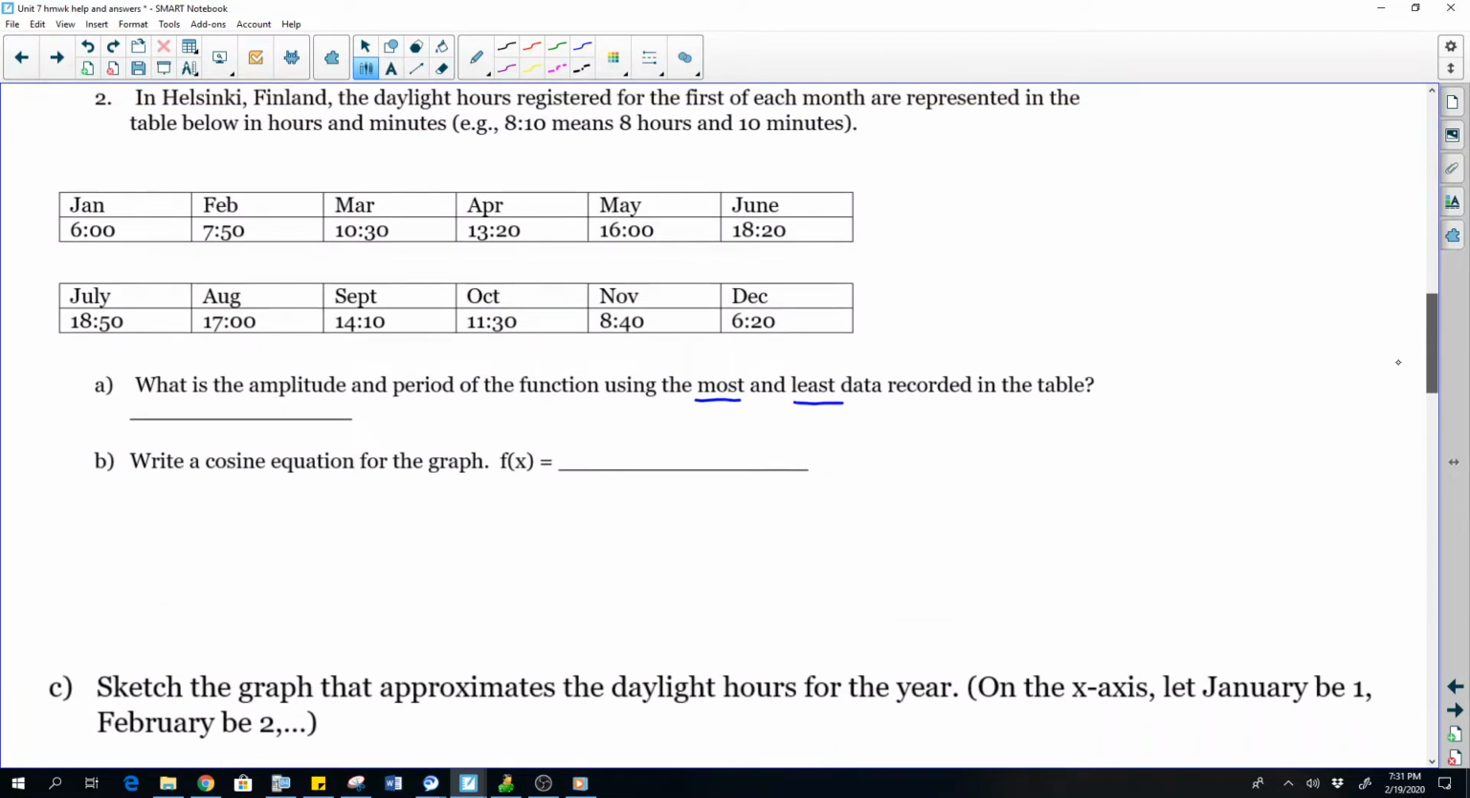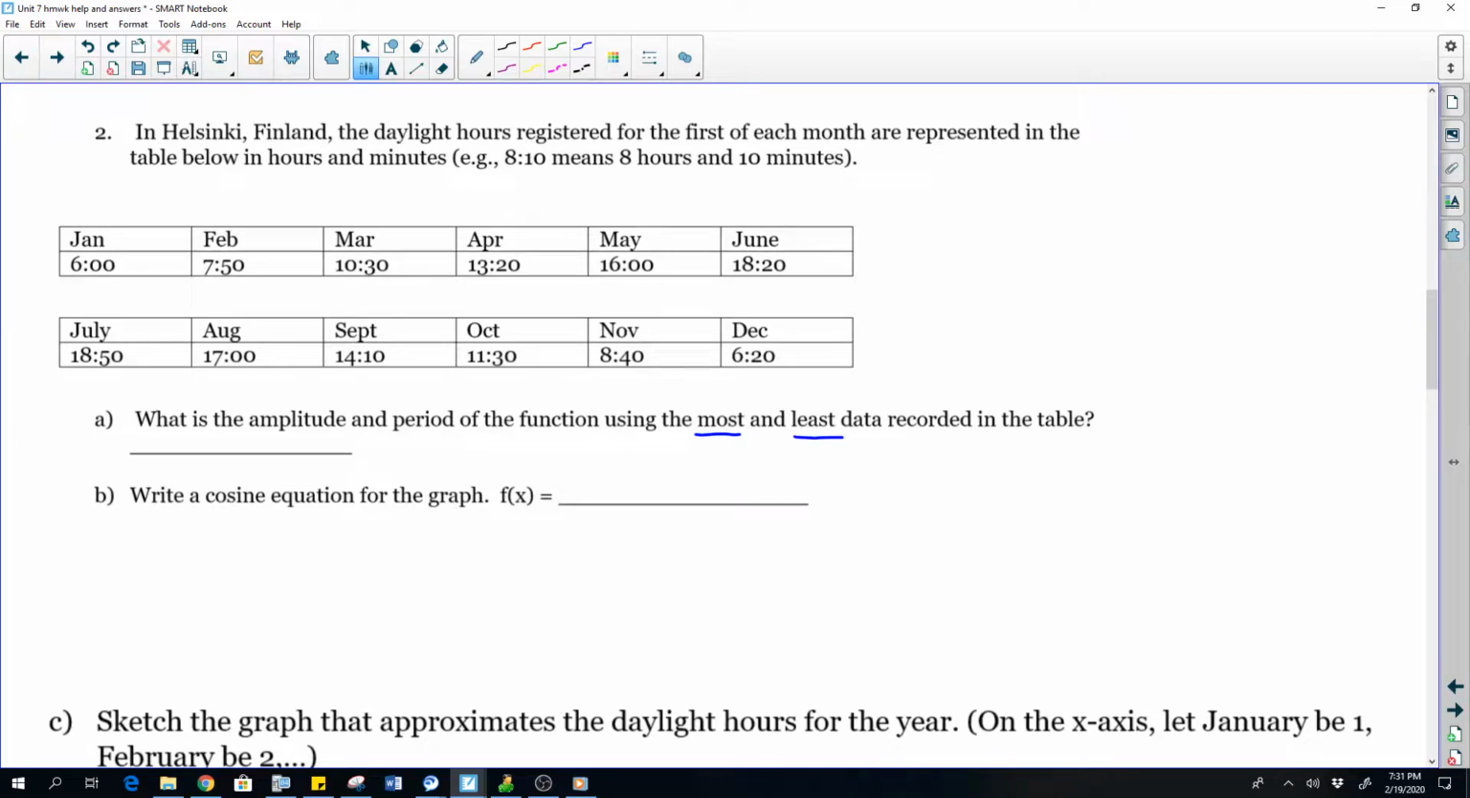Cool. Okay, so then we're going to look for that hours. So in Finland, Helsinki, the daylight hours registered for the first of each month are represented in the table below in hours and minutes. So we want to find the most hours. So we're looking here at 1820 maybe. Nope, July looking like, so 1850. And so when we say 1850, we're saying 18 hours, right? And 50 minutes, and we do have to convert that to a decimal system.